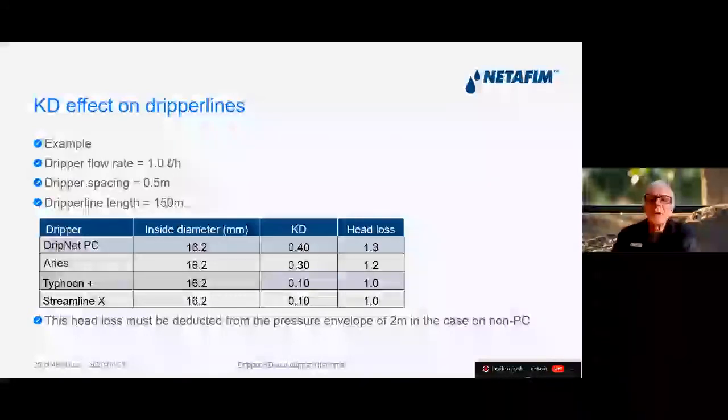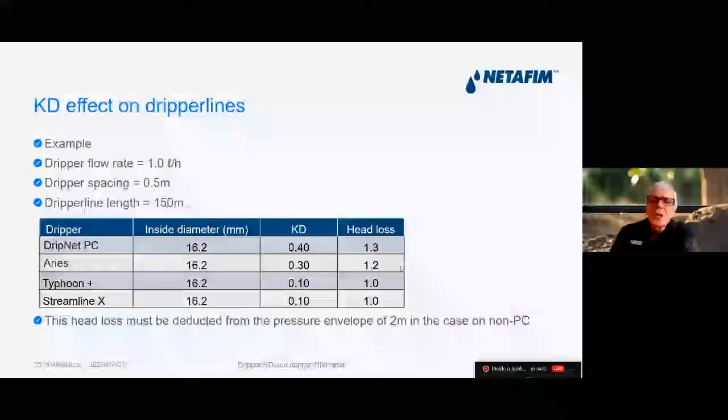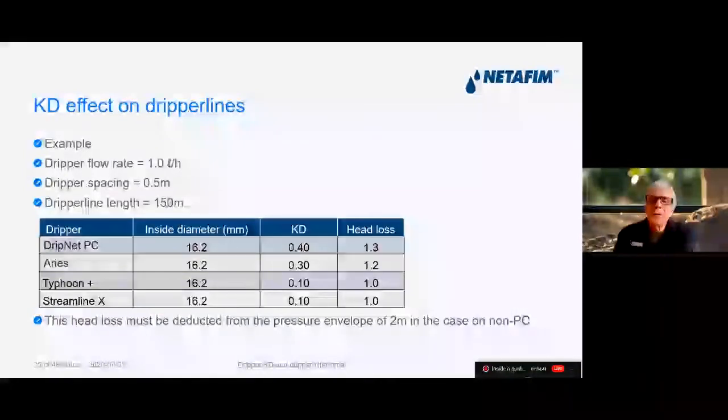But if we have a look at Aries, from that pressure envelope of 2 meters, we will have to deduct 1.2 meters. So 2 minus 1.2 gives us 0.8. So we've got 0.8 of a meter to use up in our submain. With Typhoon Plus and Streamline X, though, they've got a lower head loss through the dripper line. It's only 1. So if we take 1 from 2, we've got 1. So instead of 0.8 meters head loss to be taken up in the submain, we've actually got a whole 1 meter.